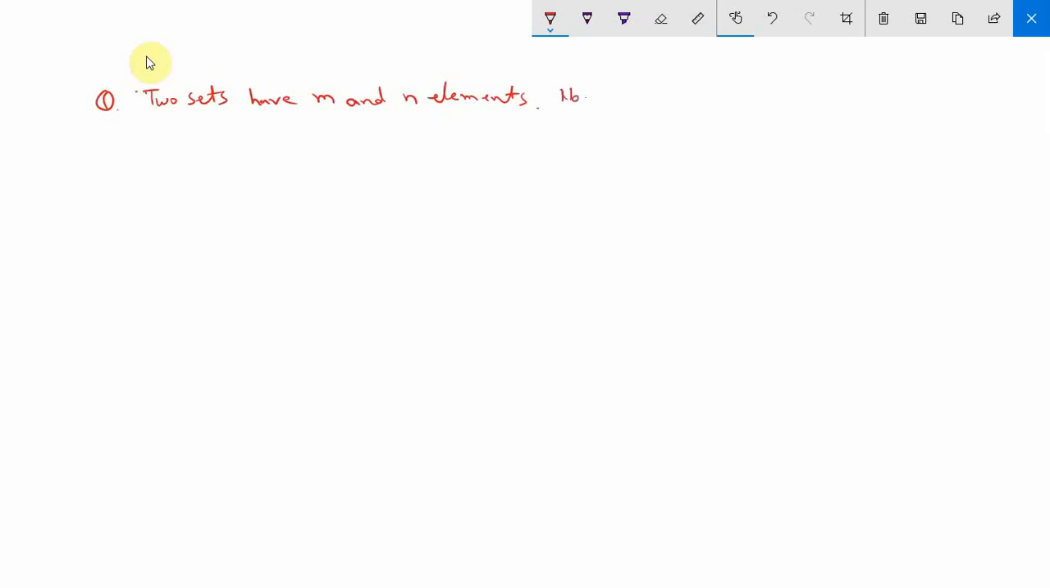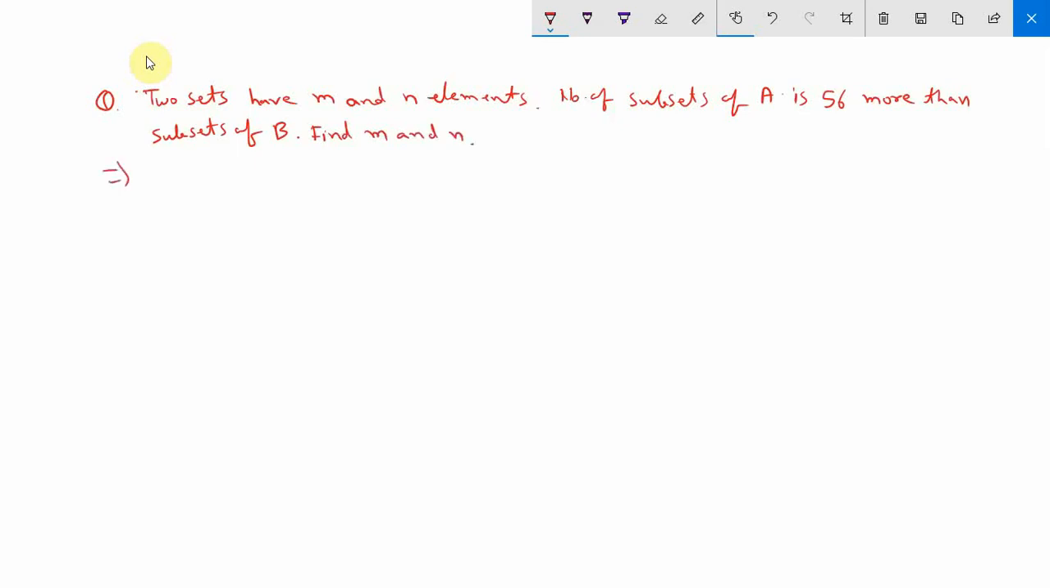Sorry, the number of subsets of A is 56 more than the number of subsets of B. Okay, then we have to find the values of m and n. Find m and n.